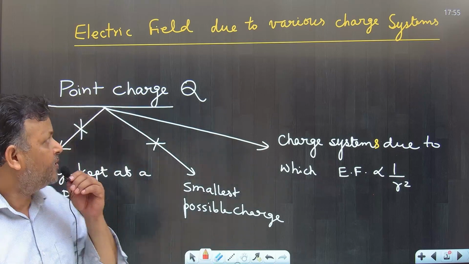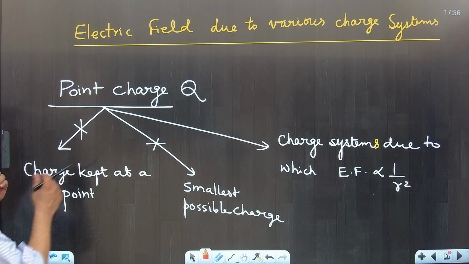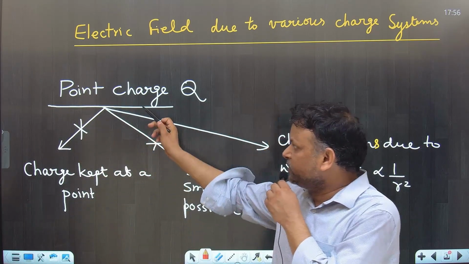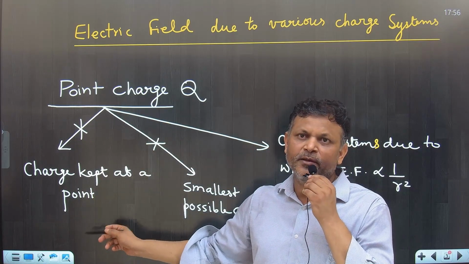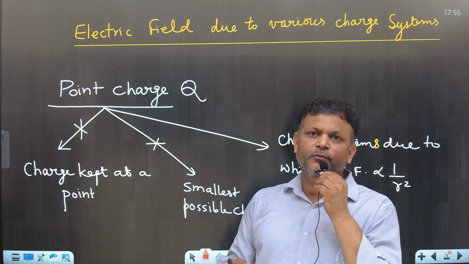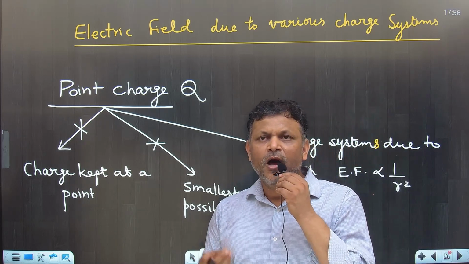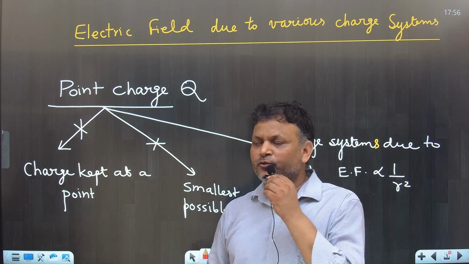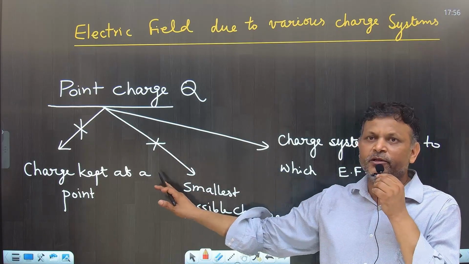So, electric field due to various charge systems. First is point charge Q. What is the definition of point charge? Point charge is not the charge kept at a point, because you can't define a point. A point has no volume, no length, no breadth, and no height. So its volume is zero. How can you put a charge on that thing which has zero volume? So this is a wrong definition.